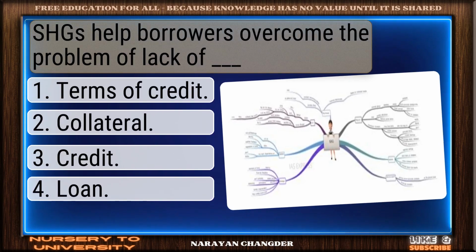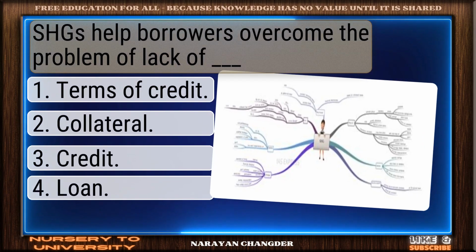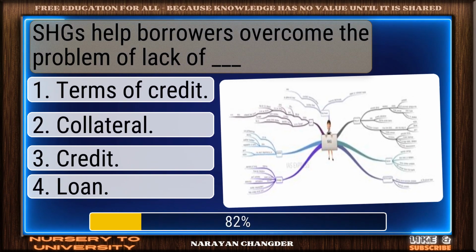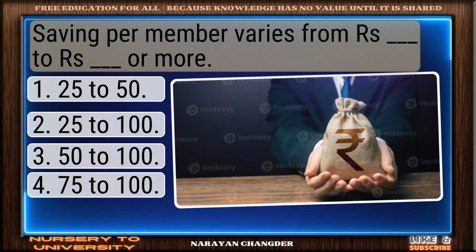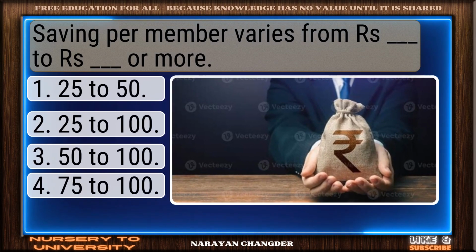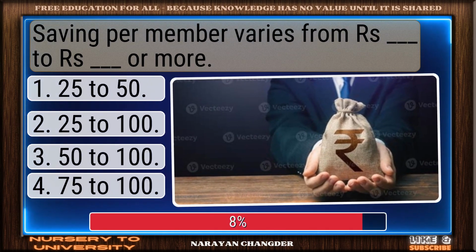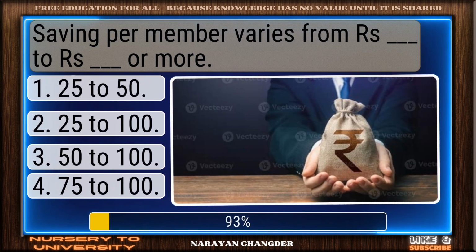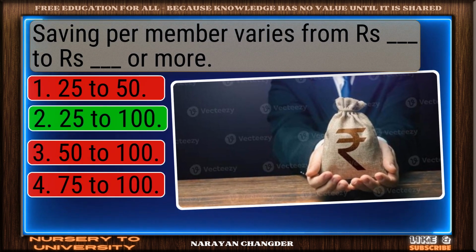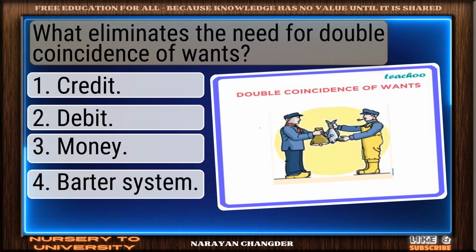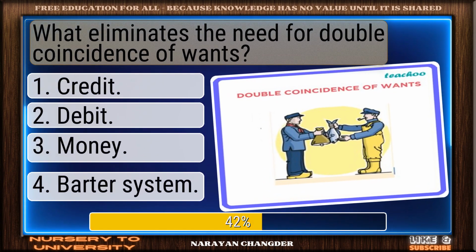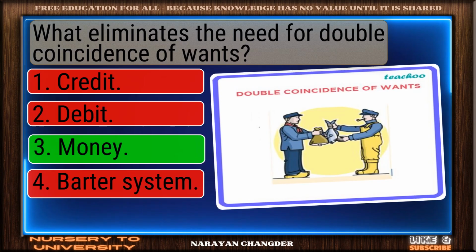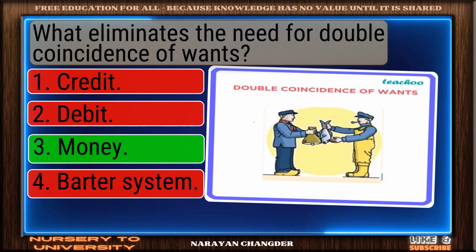SHGs help borrowers overcome the problem of lack of dash. You got it. Collateral fits. Saving per member varies from rupees dash to rupees dash or more. Well done. 25 to 100 is right. What eliminates the need for double coincidence of wants? Nice work. Money fits perfectly.